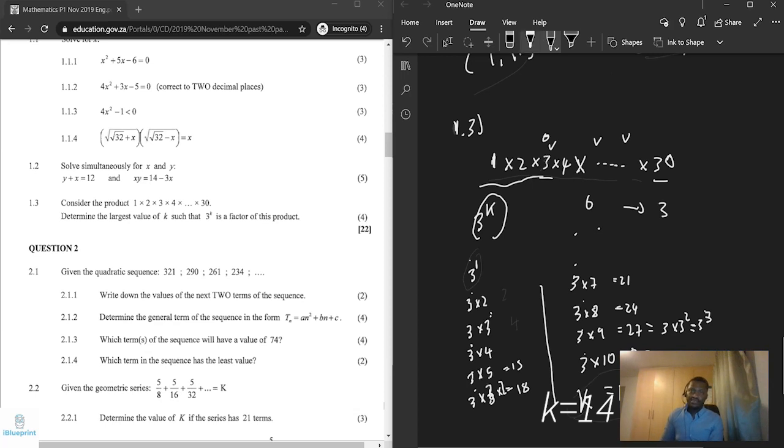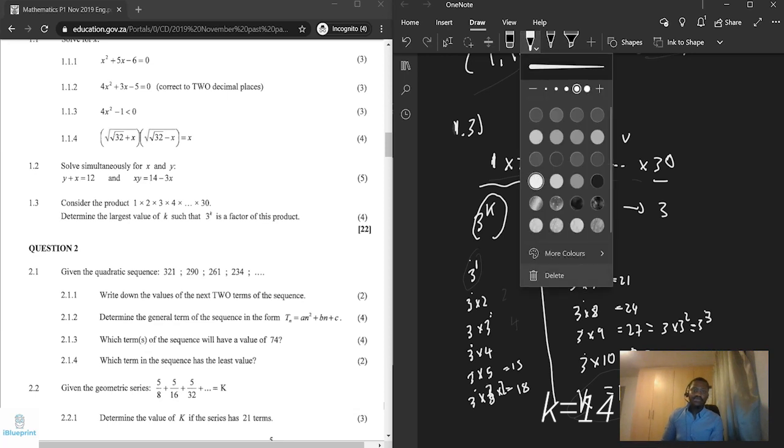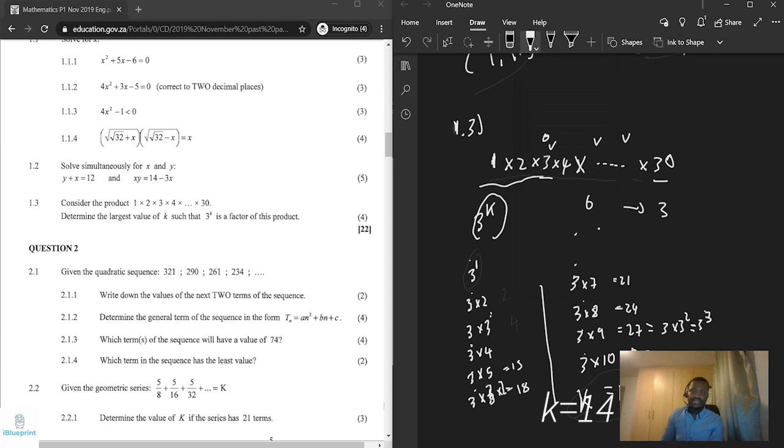As I said before, there might be a quicker way, but I think that this actually does it in time. Sometimes you just have to, because what they're looking for is that you can actually apply your mind a bit and think about what it means to be a factor of a product.